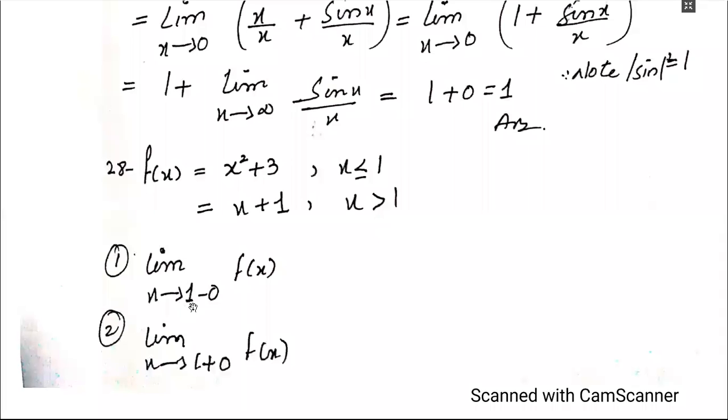Here limit x tends to 1 from the left hand side and limit x tends to 1 from the right hand side. Where do we apply the left hand side? Where x is less than 1. This is the left hand limit. And where x is greater than 1, we apply the right hand limit. Right hand limit f of x is this. Left hand limit f of x equal to this. Okay.